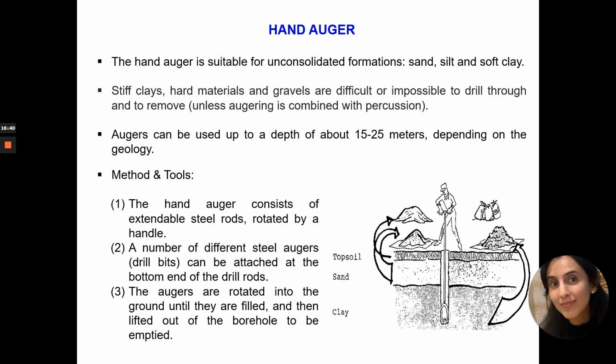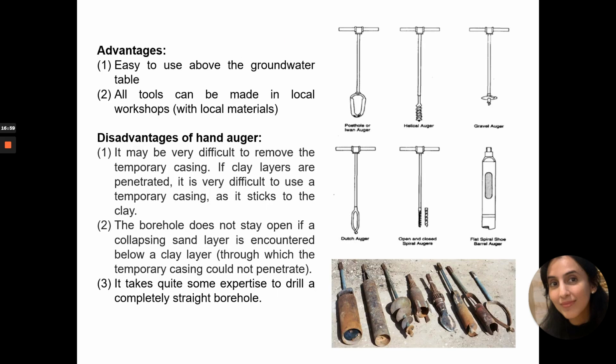hujungnya. Different drill bits can be attached at the bottom end of the drill rods. It depends on what actually you want to take out, or you want to bore, or actually you want to drill. It depends. The augers are rotated into the ground until they are filled and then lifted out of the borehole to be emptied. So these are the drill bits kat bawah tu. You have post hole, or you have helical auger, or you have flat spiral shoe barrel auger.